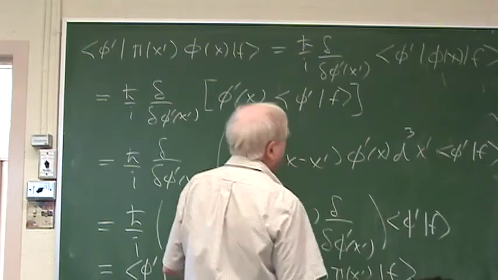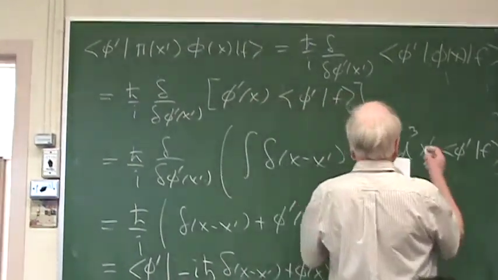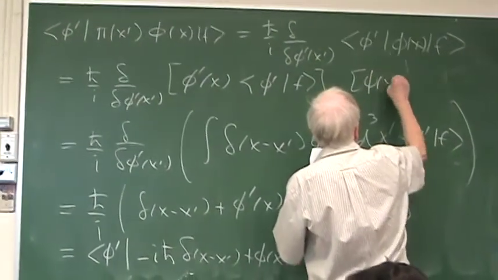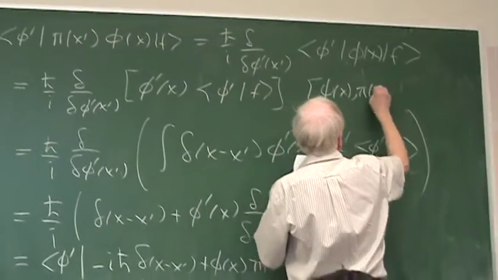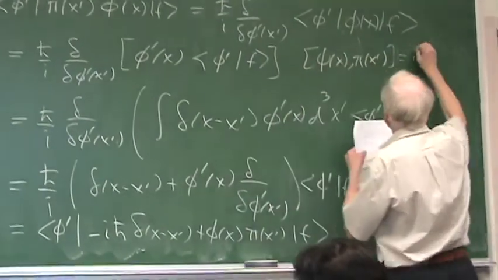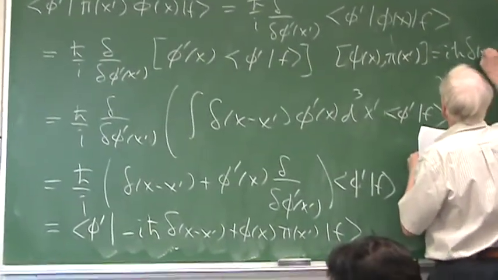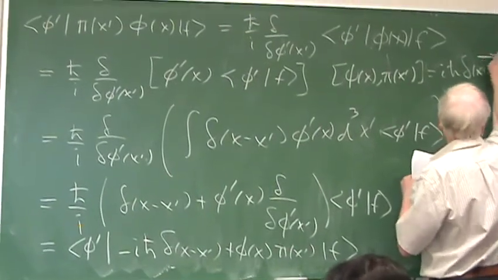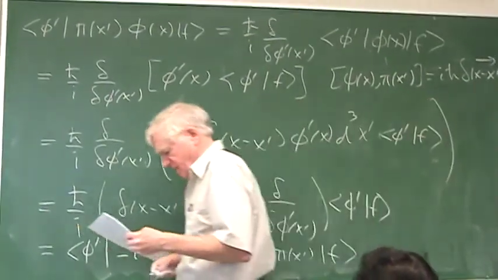And so this gives us the equal time commutation relation: the commutator of phi of x with pi of x prime is I h bar delta x minus x prime, and all the operators are at time zero.